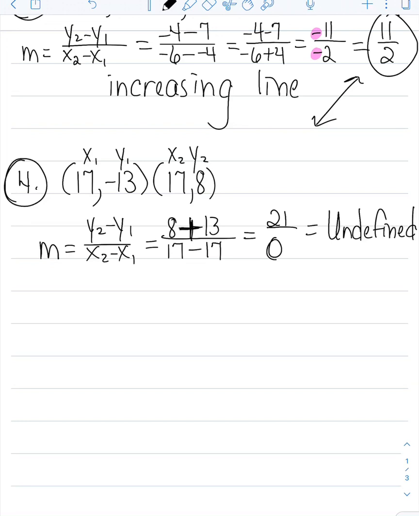And if you'll remember, an undefined slope looks like this. So how would I describe that line? Well, this is actually a vertical line. So that's how I would describe a line that has an undefined slope.